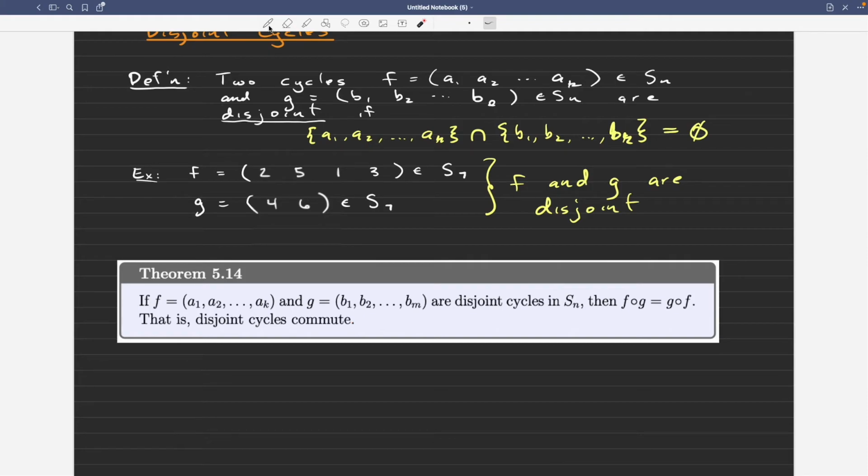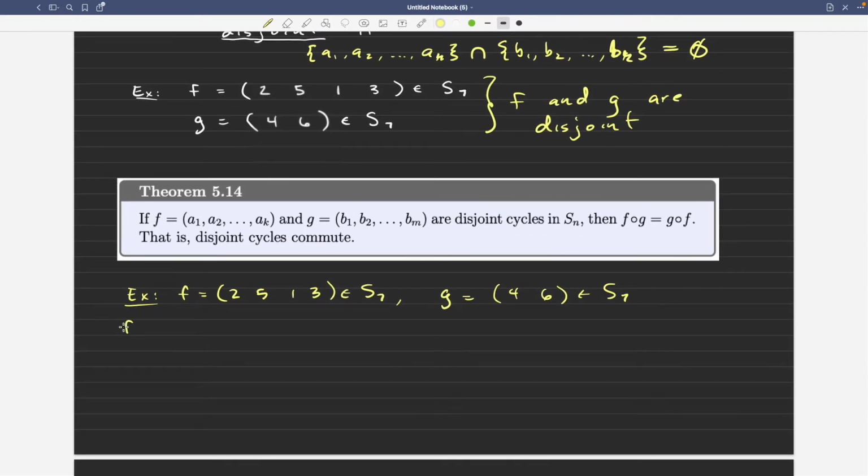So take these examples that we just looked at a minute ago. Say F equals the cycle 2 5 1 3 in S7, and G is the cycle 4 6 in S7. How can we verify that F composed with G equals G composed with F? Well, just convert it to two-row notation. What is F composed with G? That means first put things into G, and then put them into F to see what the output is. Now these are in S7, so I've got 1, 2, 3, 4, 5, 6, 7. I'm also going to do G composed with F in that order.